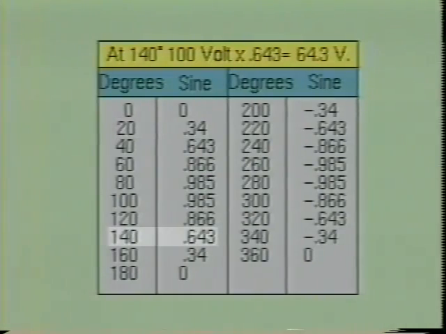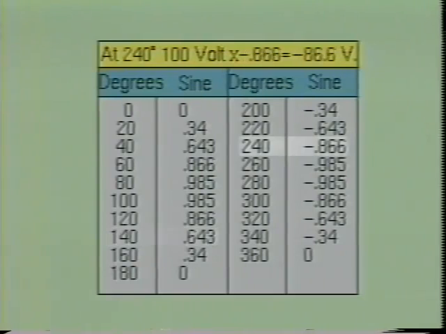At 140 degrees, the sine is 0.643, so the instantaneous voltage at 140 degrees is 64.3 volts. And at 240 degrees, the sine is minus 0.866, so the instantaneous voltage at 240 degrees is minus 86.6 volts.